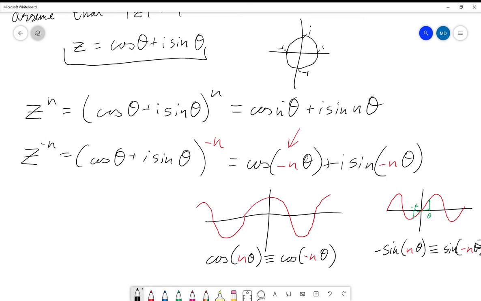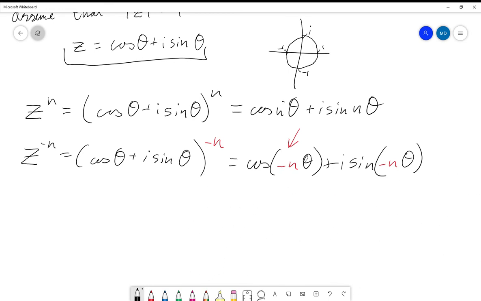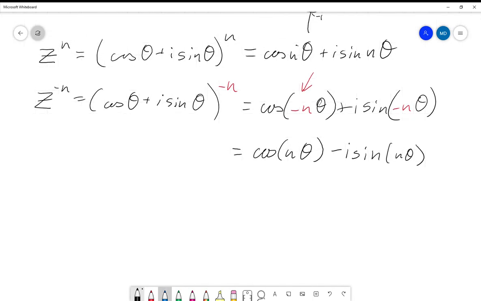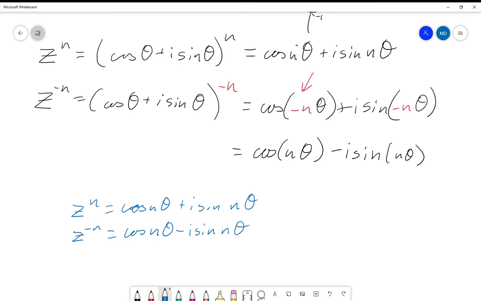And that gives us a power to manipulate this expression up here. Because what it tells us is that z to the negative n is going to be equal to cosine n theta, the negative can just disappear, and for the sine it comes out the front, so minus i sine n theta. Now taking these two together, let's write them out again. We get z to the n is equal to cosine n theta plus i sine n theta. z to the minus n is equal to cosine n theta, almost exactly the same, minus i sine n theta, almost the same.